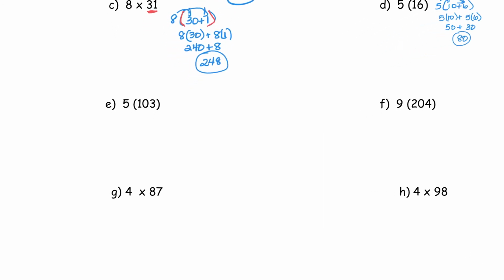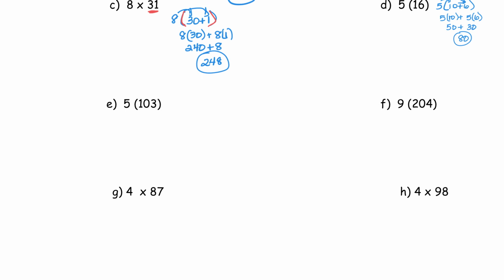Now, letter E looks a little different because now I have a 3-digit number. So that means 5 times 103. Well, in this case here, we're just going to rewrite it. Any guesses? 5 times, see if you can guess, 100 plus 3. 5 times 100. Now, at this point here, when you break it apart, you should be able to see the math mentally. Even though you have to write it out, you should see it mentally. And your final answer is 515.